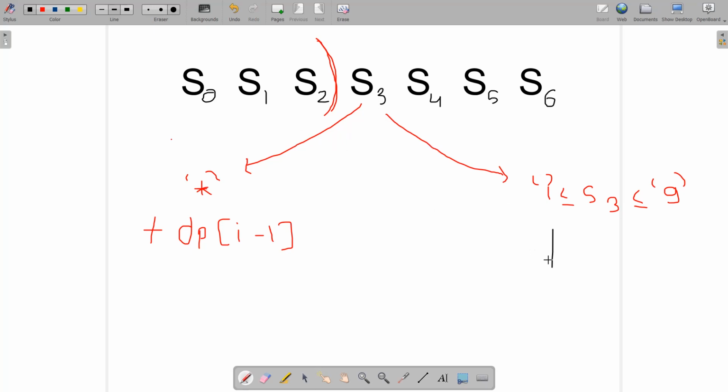So I think I should have mentioned something wrong. It is 9 times dp of I minus 1, because there is a star and it can vary from 1 to 9, 9 ways. Now if S3 is varying from 1 to 9, you can see that there is only one possible way. So there should be 9. I should not have erased that. So if S3 varies from 1 to 9, the only possible way is to take this one.